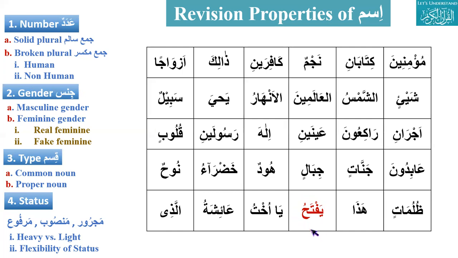No. It's fi'l. If you see the table, that is madi, past, mudare, present, amr, nahi, order and negation of order. All these are fi'l, verb. They are verb, and we are talking about noun. And noun can be in the table fa'il, maf'ul, and masdar: subject, object, and verbal noun. We are talking about the noun. So this is very important. Did you understand it? Yeah. Okay. So these all are the verb properties.